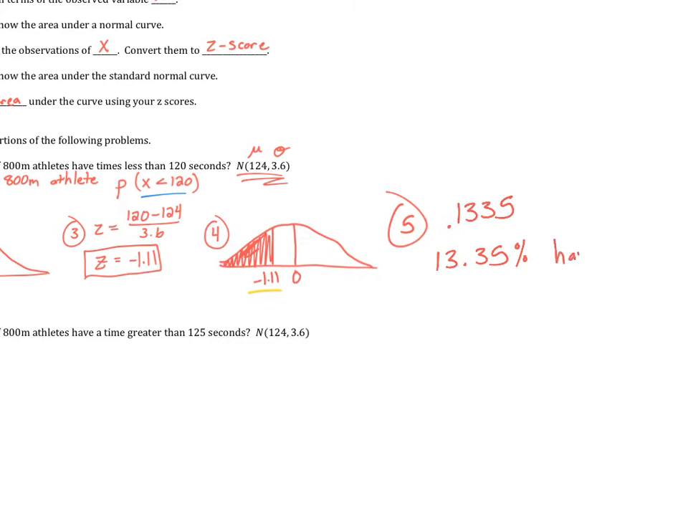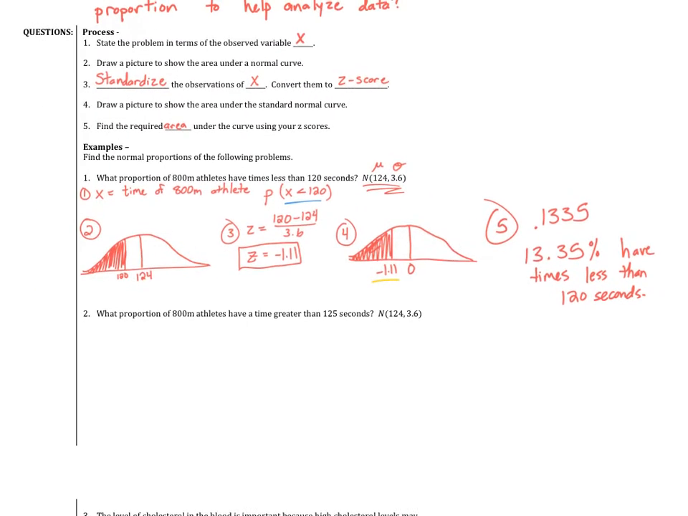That's the proportion of times less than 120 seconds. So basically, by finding that probability in terms of this problem, we found out that the probability of running less than 120 seconds in the 800 meter would be about 13.35%. So only about 13.35% of runners would run less than 120 seconds, based on the information from this problem.